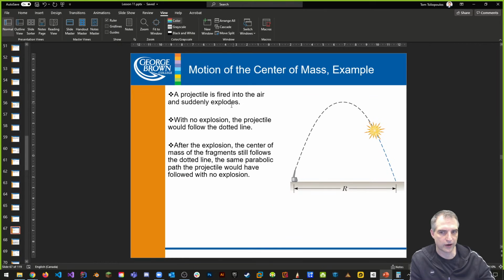A projectile is fired into the air and suddenly explodes. With no explosion, the projectile would follow the dotted line, right? After the explosion, the center of mass of the fragments still follows the dotted line. This is interesting. The same parabolic path the projectile would have followed with no explosion.